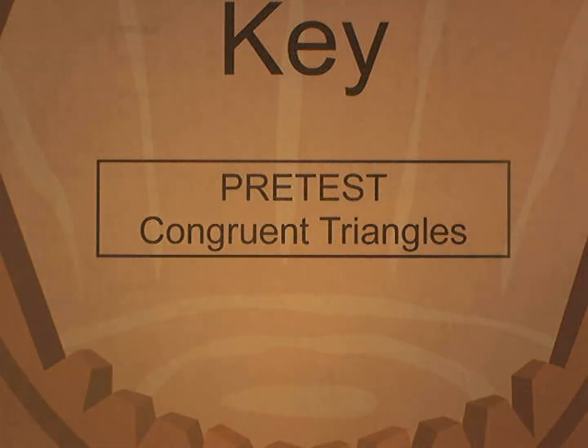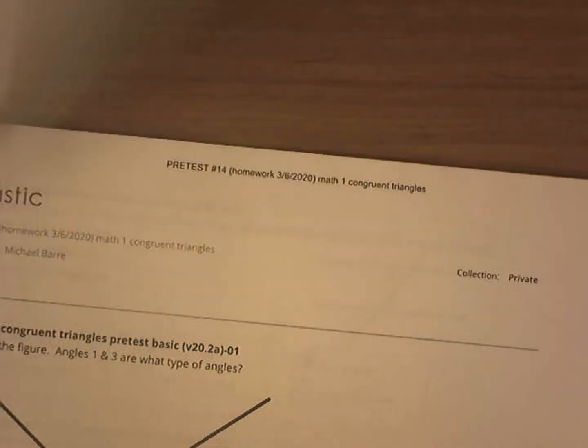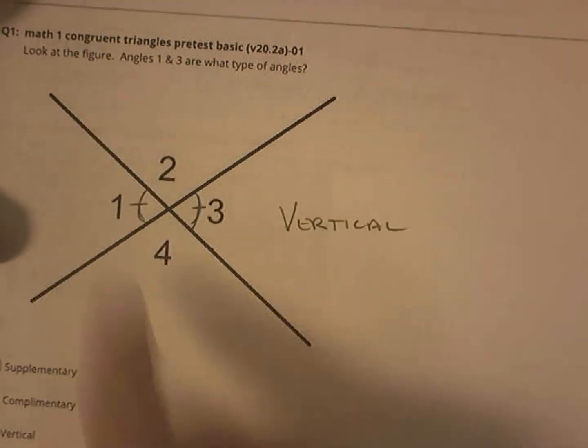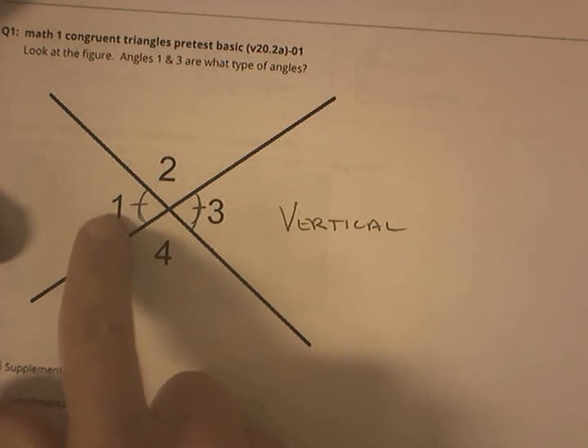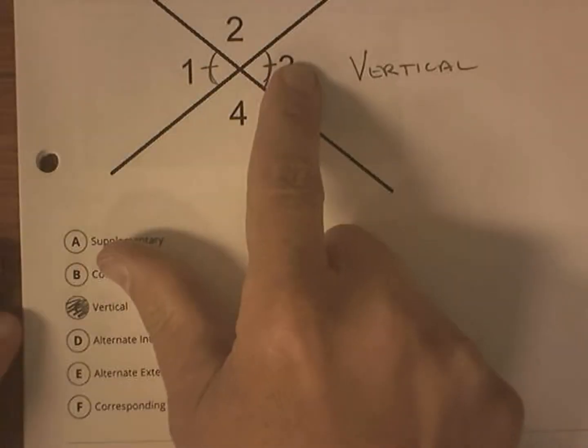Hey, it's Mr. Barr, and this is the pretest for congruent triangles. So I've got some angles here, and it's asking what types of angles 1 and 3 are. Well, 1 and 3 are vertical angles.